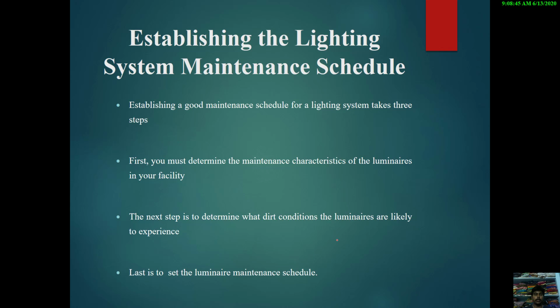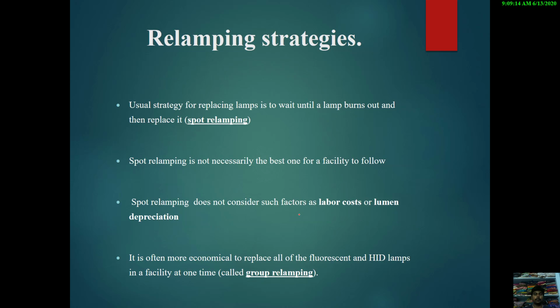Establishing the lighting system maintenance schedule: a good maintenance schedule for a lighting system takes 3 steps. The first one is you must determine the maintenance characteristics of a fixture in your facility, the next one is to determine the dust condition the fixtures are likely to experience, and the last one is to set the fixture maintenance schedule.